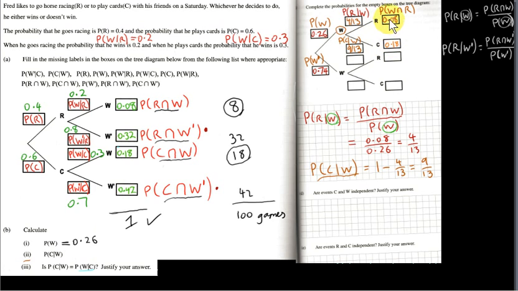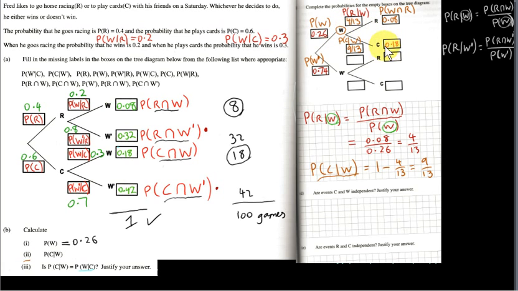Of course, we could have done this part backwards. We could have started with these numbers, 0.08. We just get it from here. Probability R and W, this branch here, WR or RW, same thing, 0.08. And then take 0.08 and divide by 0.26 to get 4/13.